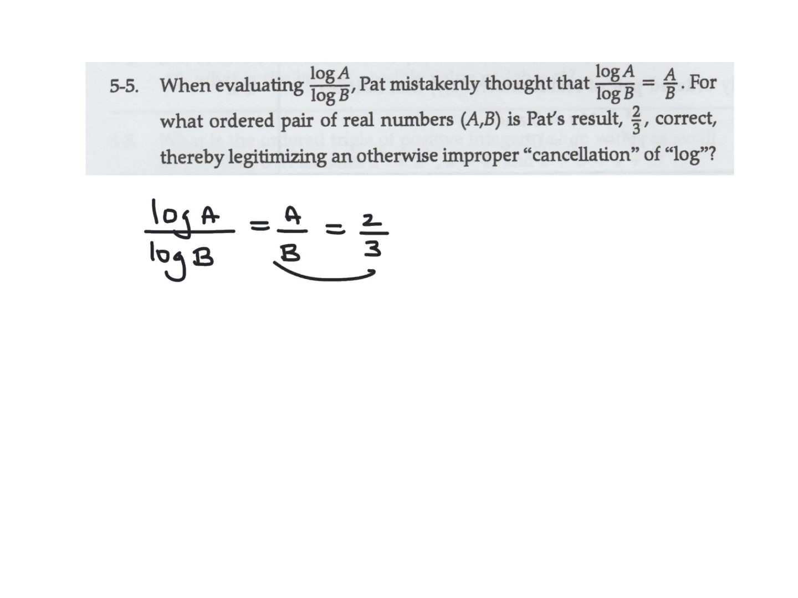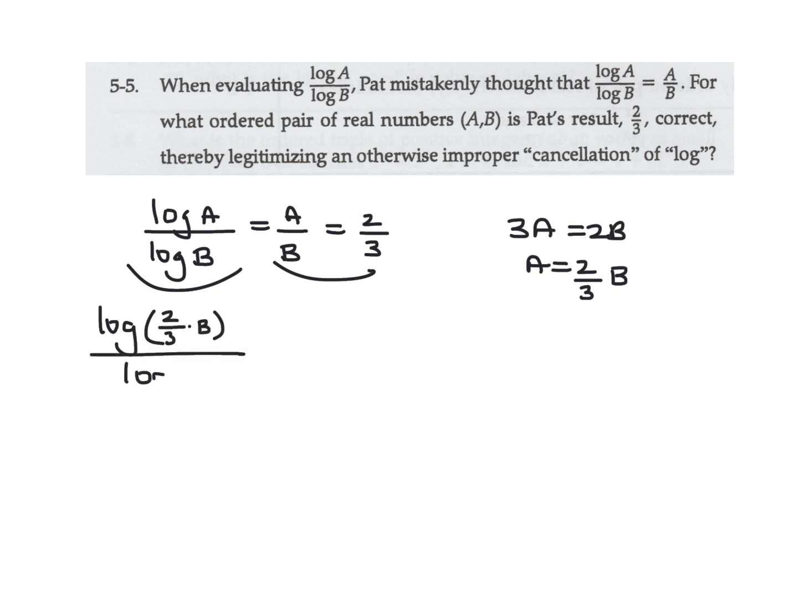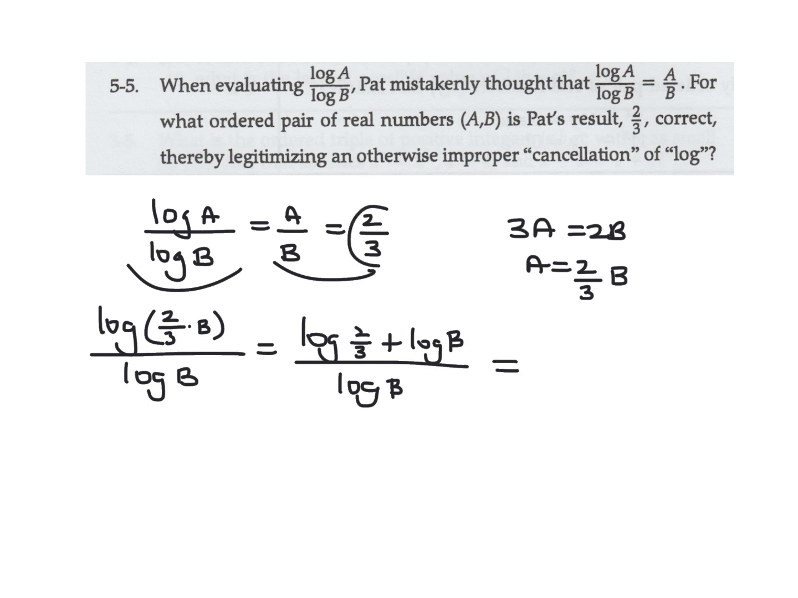Okay, so first let's concentrate on that guy. That's going to give me 3a is equal to 2b, and therefore a would be equal to 2 over 3 times b. Okay, and then let's go back to this. So that's the log of a, which is, let's just substitute that in, 2 over 3 times b, all over the log of b. And then using log rules, this is the log of 2 over 3 plus the log of b over the log of b, correct? And then I think that, well, that's equal to 2 over 3.